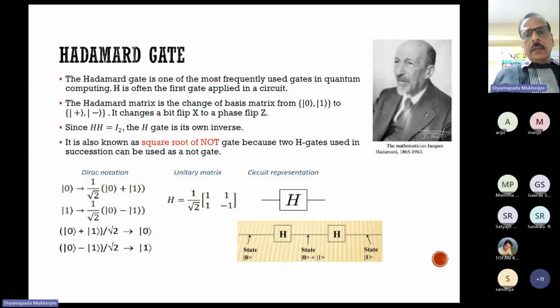The state will become 0 again. 0 goes through the Hadamard gate, and ultimately it will be 1. So if you apply the Hadamard gate 2 times, then it is a NOT gate. So one Hadamard gate can be regarded as a square root of NOT gate, because H squared is equal to the X gate.